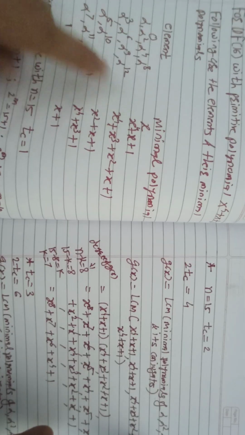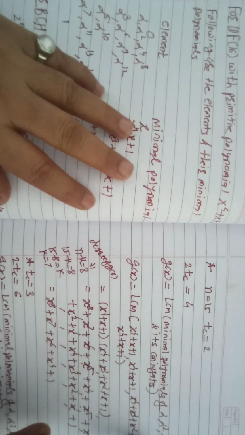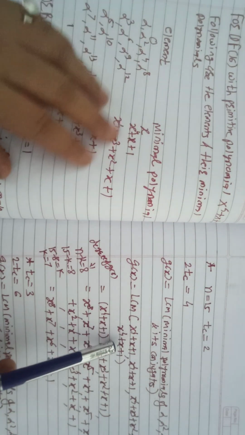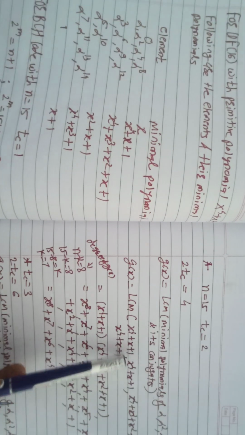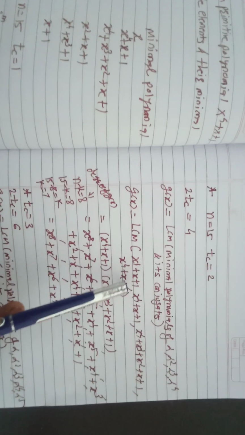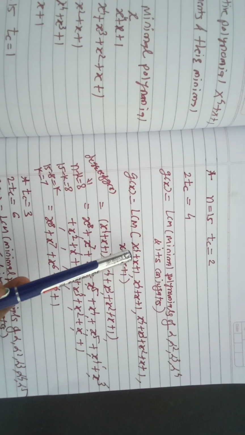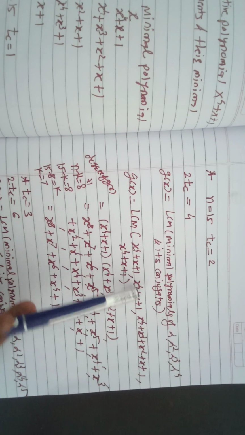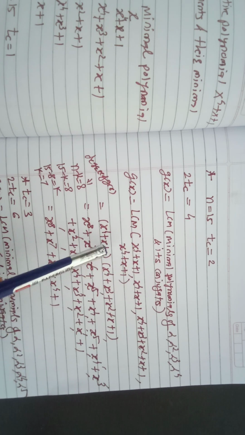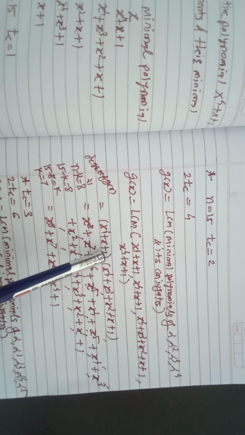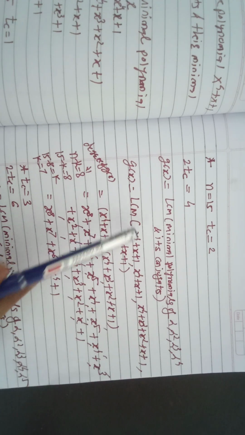Alpha 4 is again x square plus x raised to 4 plus x plus 1. So this x raised to 4 plus x plus 1 and its conjugates mean other parts. So the common ones will get cancelled out. So x raised to 4 plus x plus 1, amongst these three you will take only one, x raised to 4 plus x plus 1 and this one, because this is the LCM.